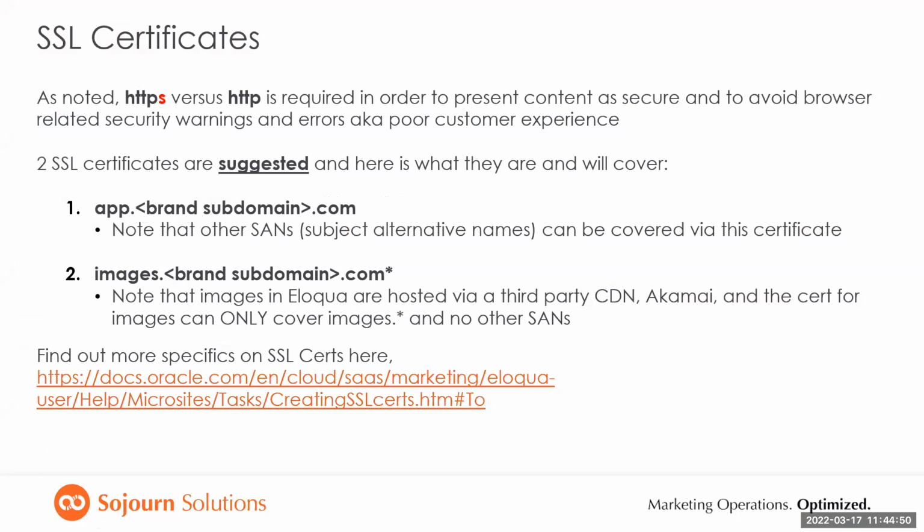When securing your app and image links, two certificates are suggested. You'll have one for app.yourbrandsubdomain.com, so in this case app.go.showmecables.com, and then one for images, images.go.showmecables.com in this example. Now, for number one, there are other subject alternative names that can be included in that certificate if needed. Or if you don't have multiple brands that you're securing, you can just include that one subject alternative name with that certificate.